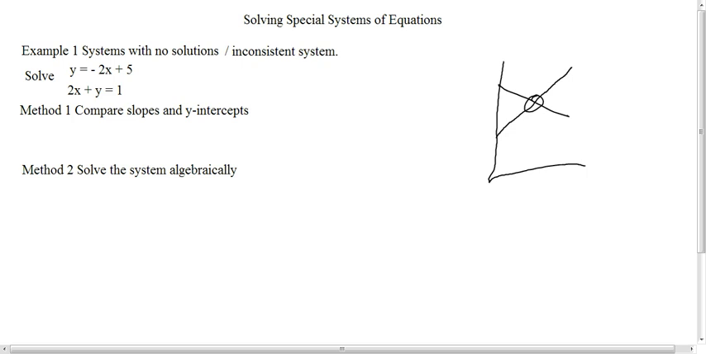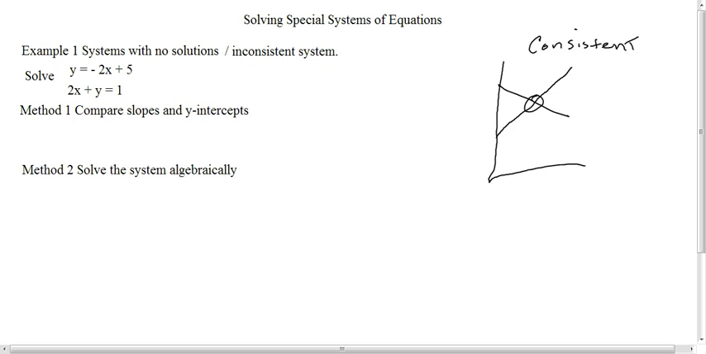And when there's a point of intersection, we're talking about there being exactly one and only one solution to this particular system. So when there's only one solution to a system, it is called consistent. So when they intersect at a point of intersection, we say that this system is consistent.